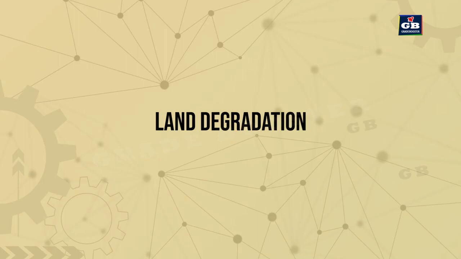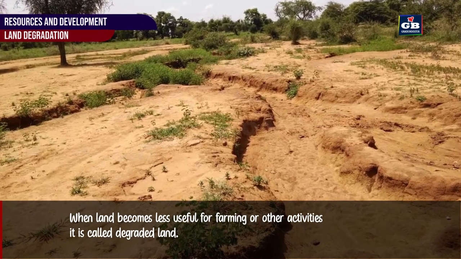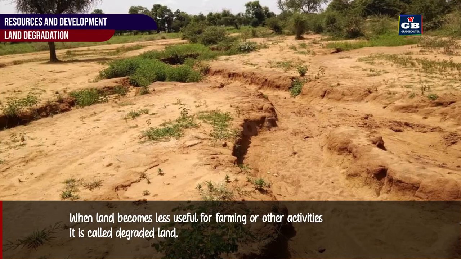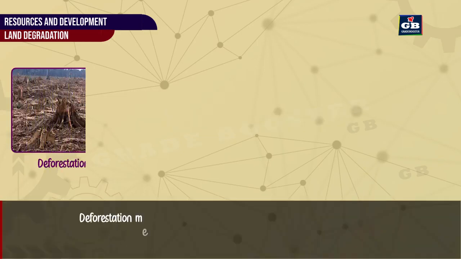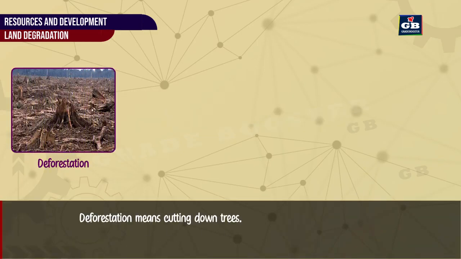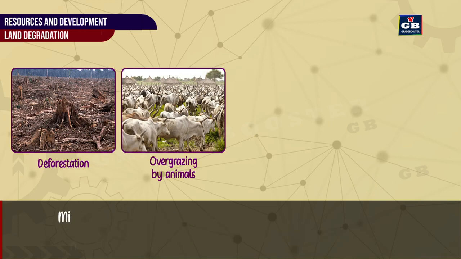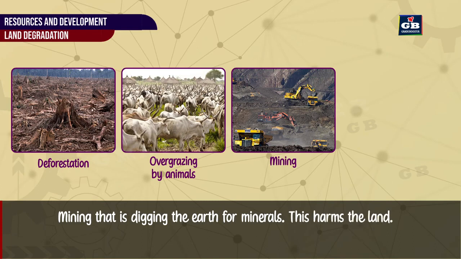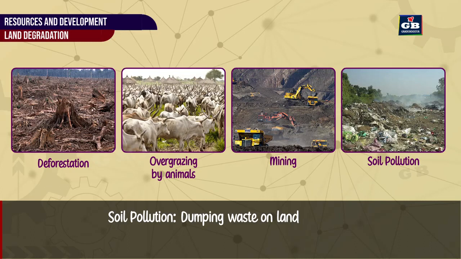Now let us look at land degradation. When land becomes less useful for farming or other activities, then the land is called degraded land. What are the causes of land degradation? 1. Deforestation. Deforestation means cutting down trees. 2. Overgrazing. Overgrazing means allowing too many animals to eat the grass. 3. Mining. Mining means digging the earth for minerals. This activity harms the land. Next, soil pollution. That is dumping waste on land. So these are the causes of land degradation.